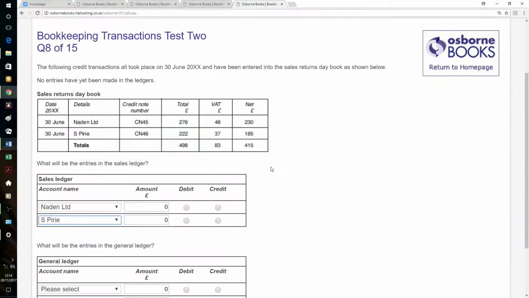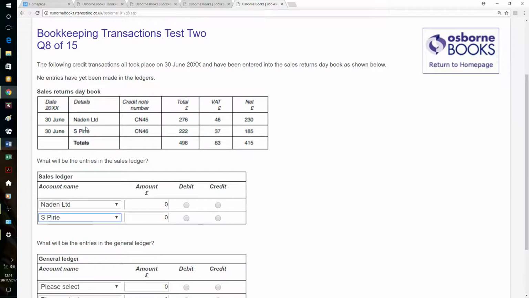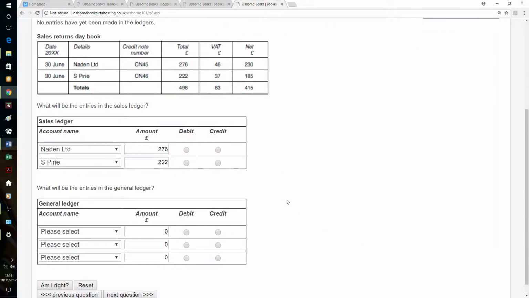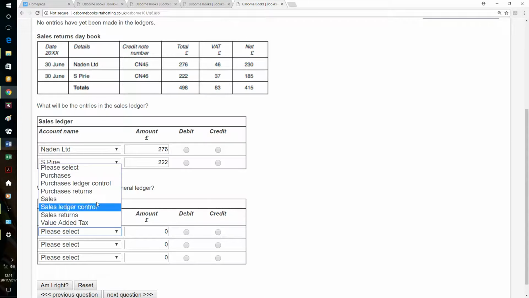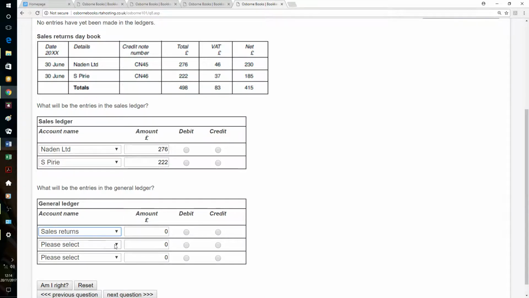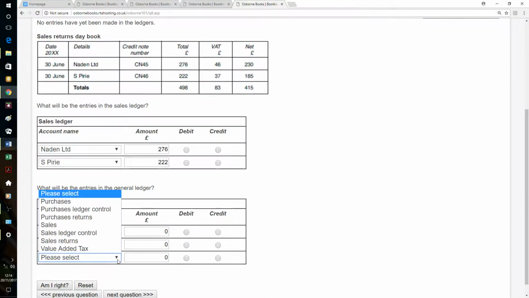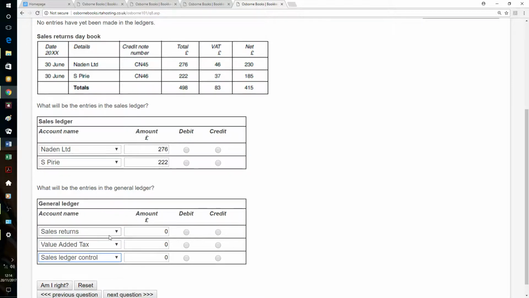One last one then, we've got a sales return day book. We have two customers sending stuff back, so again they check the credit note numbers are in order. And again, just watch out in case it's reversed. Some people would have net, VAT and total. So that's our customers sending stuff back to us, which means we need a sales returns account, a VAT, and it's still to do with how much our customers owe us, so it's still the sales ledger control account.